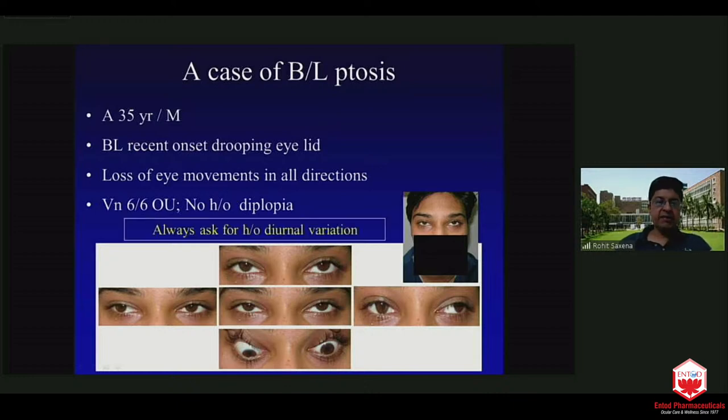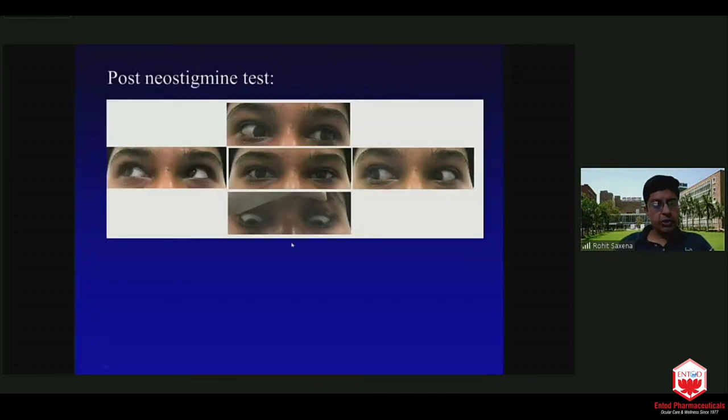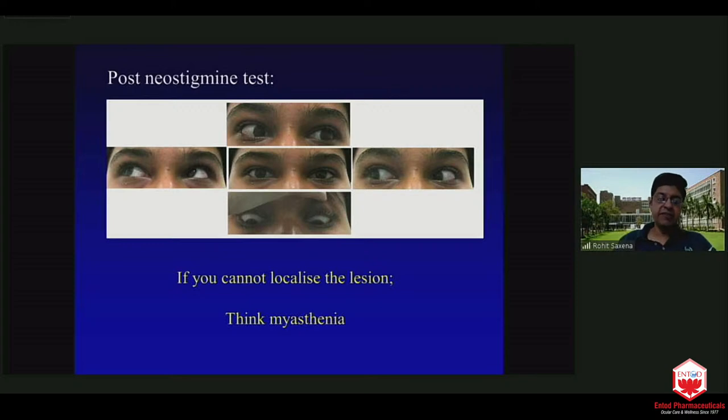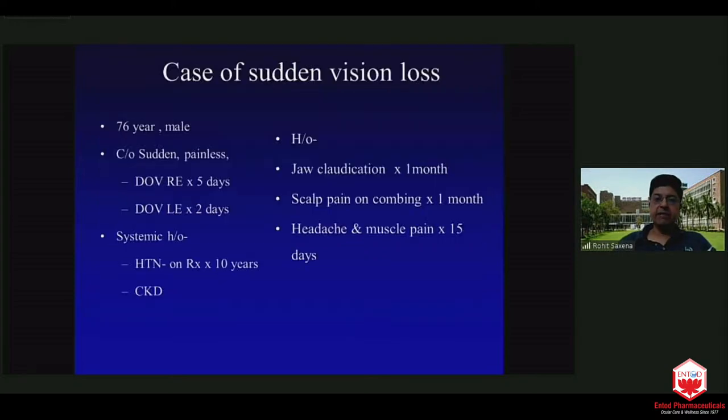Always in bilateral involvement, even in unilateral involvement, especially ptosis, always ask for history of diurnal variations, which is positive in this patient. We did a neostigmine test, and you can see post-neostigmine, the ptosis is corrected, and the ocular motility is full. If you cannot localize the lesion, think myasthenia. That is the key message for myasthenia. Myasthenia is a big mimicker and can manifest in many ways.